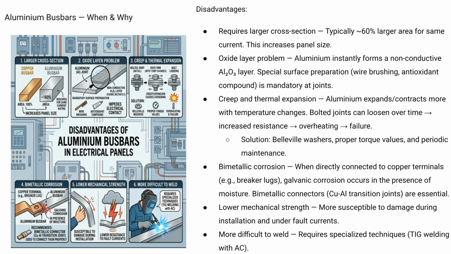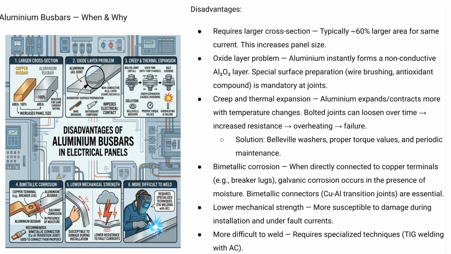Aluminum's disadvantages include the need for a 60% larger cross-section, increasing panel size. Its oxide layer is non-conductive, requiring special surface preparation. Aluminum also suffers from creep and thermal expansion and bimetallic corrosion when directly connected to copper.